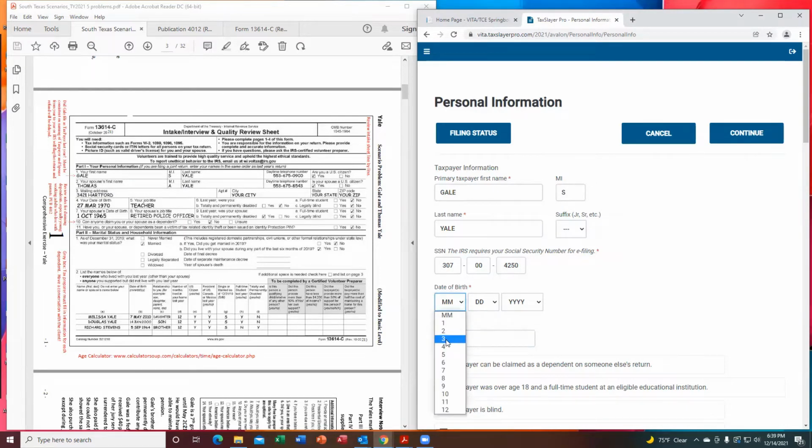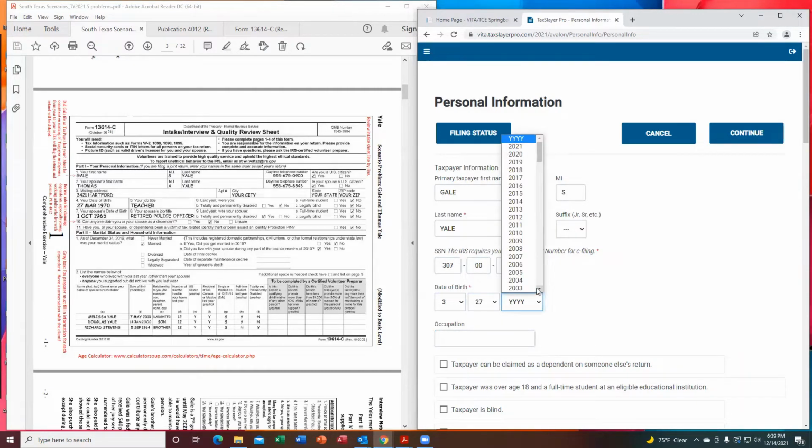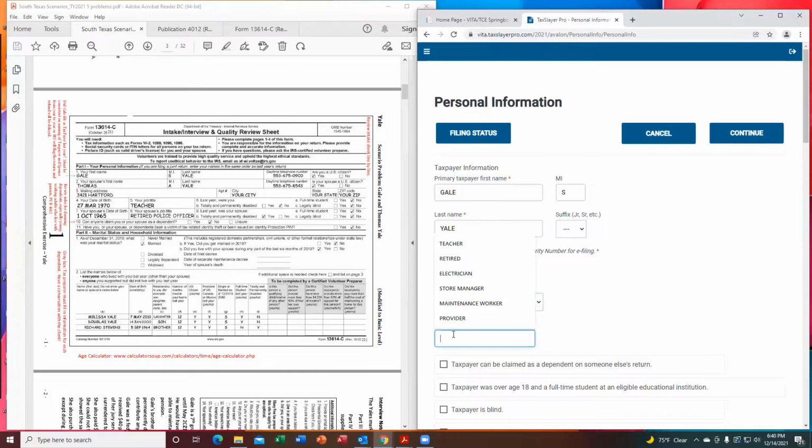The other thing I'd like to do to confirm this information is check it against her ID, making sure they did not put incorrect information when they filled out the form. Using their ID to confirm the information is a good practice. Okay, she's a teacher.